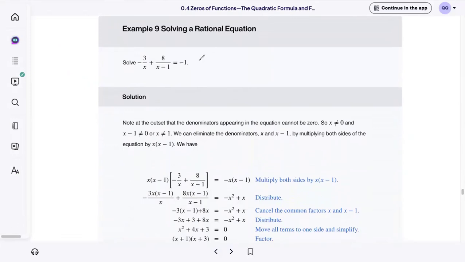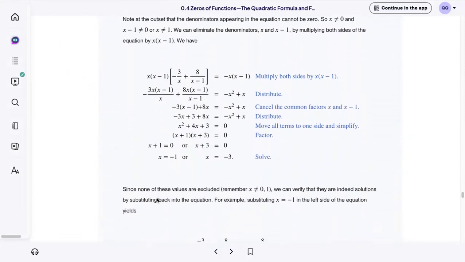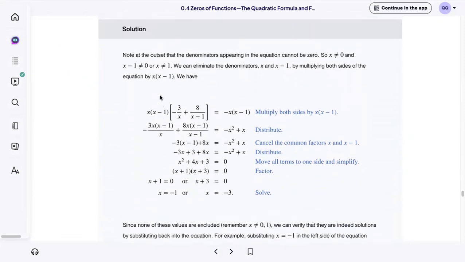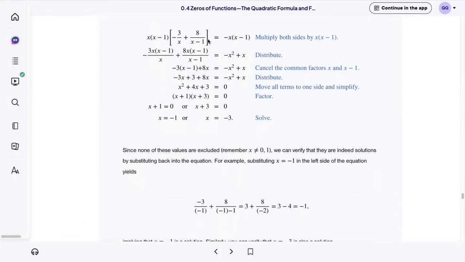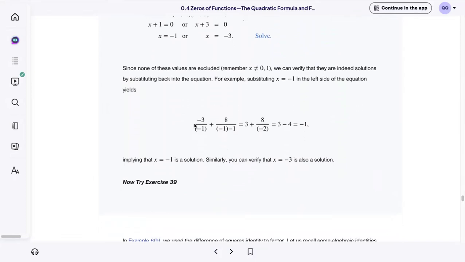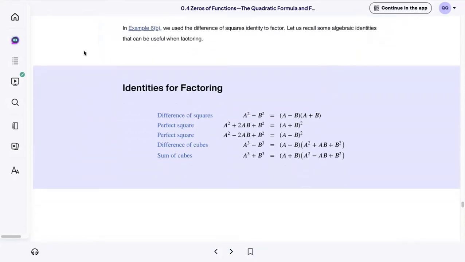Let's see how to solve these rational ones, right? We need a common denominator. Well, we can multiply the common denominator x times x minus 1 on both sides, and we simplify. In the end, we solve. All right. A little bit tedious.